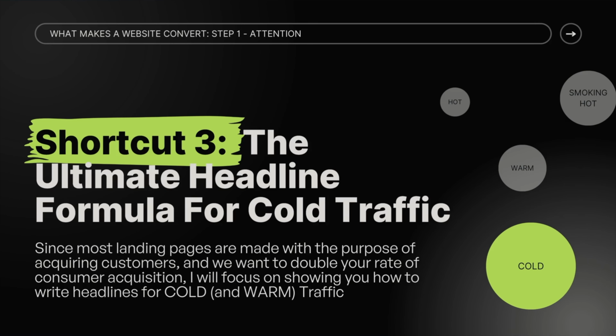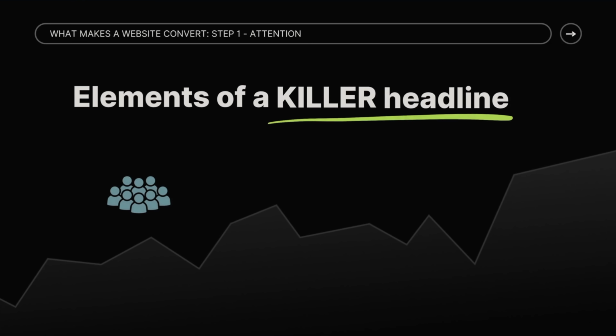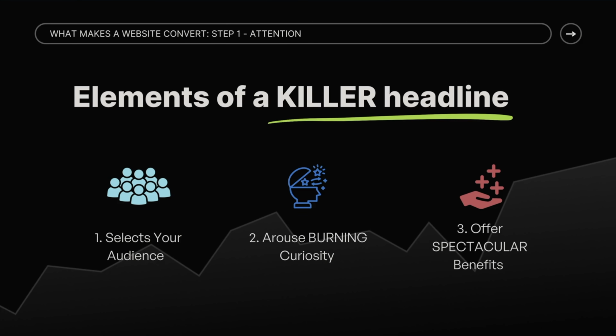Shortcut 3. The ultimate headline formula for cold traffic. In this section, I'm going to show you how to write effective headlines that are optimized for new customer acquisition. A killer headline has three main elements. One, it selects your audience by speaking directly to them. Two, it arouses burning curiosity through news or shock value. And three, it offers a spectacular benefit that addresses a burning desire, need, or want.